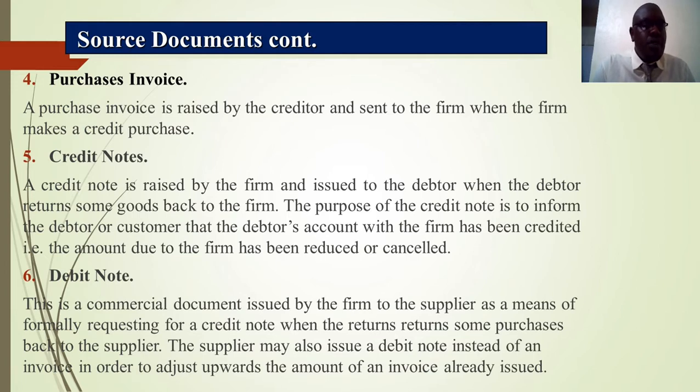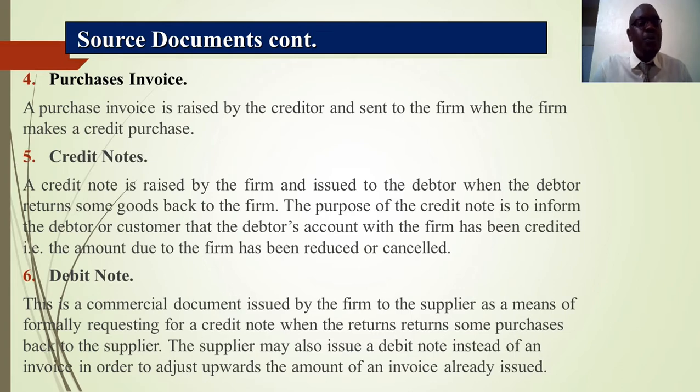So a debit note is a document which can be prepared either by the business or it can be prepared by the supplier. So when it is prepared by the business and sent to the supplier, this document acts as a means of communicating or requesting the supplier to issue you with a credit note when you have returned some goods back to the supplier. So sometimes we as a business receive goods from suppliers and the goods don't meet our specifications.